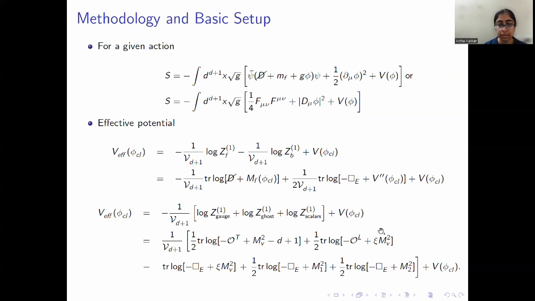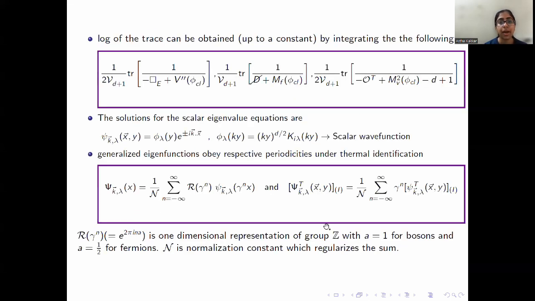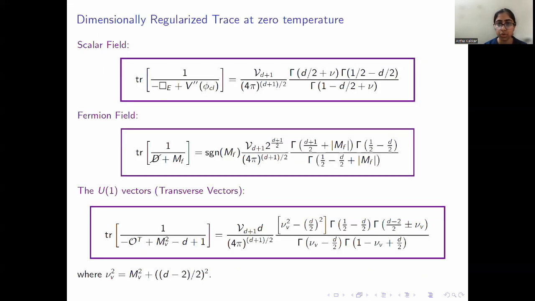The idea then is to find the log of the traces by integrating the following expressions. This can be done once we know the solutions for the corresponding differential operators. For example, for the scalars, we have the following solution. These solutions are then generalized for thermal AdS and are written here. Once we have these solutions, we can do the trace computations to give the following results.